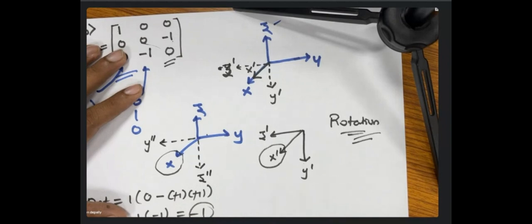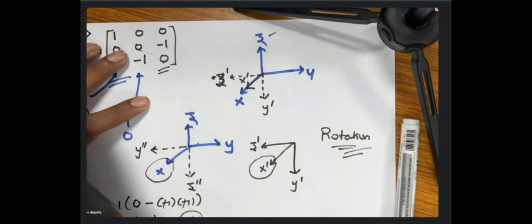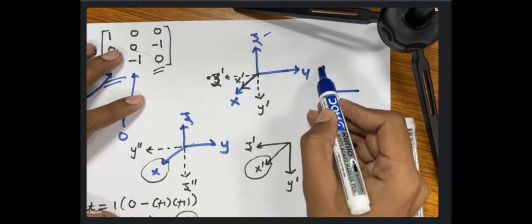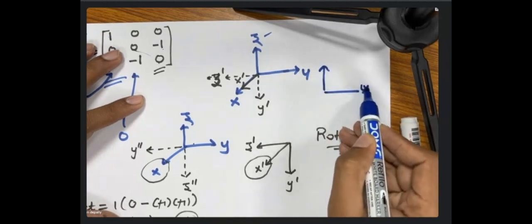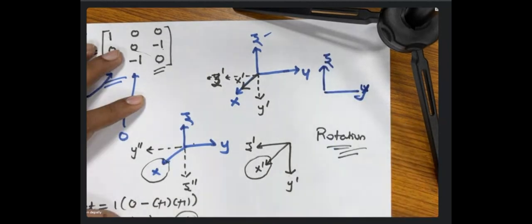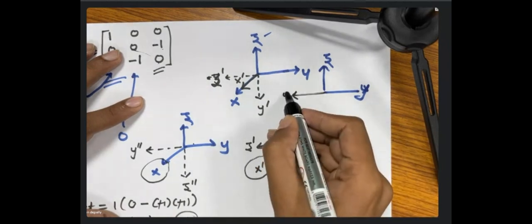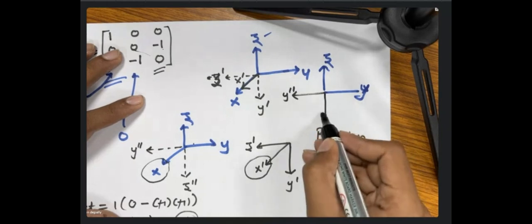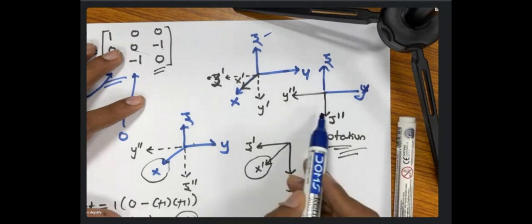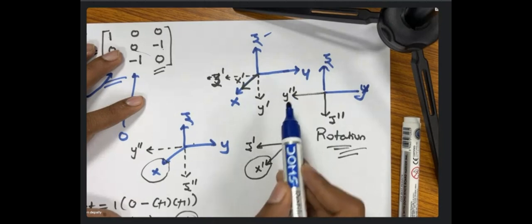Now consider this. Initially our y and z were like this. This was our y and this is our z. After we rotate by 180 degrees, we got y over here, y double dash, and z over here, z double dash. But this is not something which we wanted. What we want is this y to come over here and z to come over here.